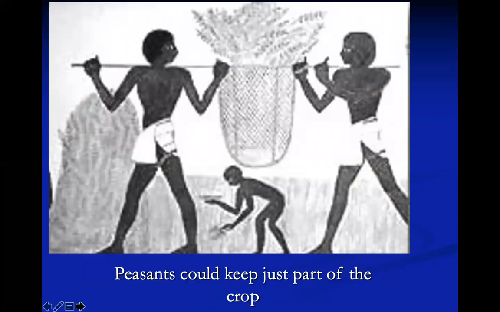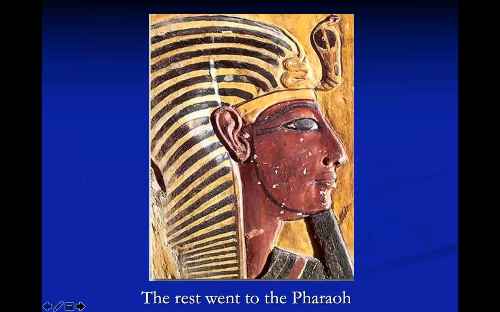Peasants could keep just part of the crop. The rest went to the pharaoh. So you could write about that, taxing. The peasant would keep a little bit and had to give the rest to the pharaoh.